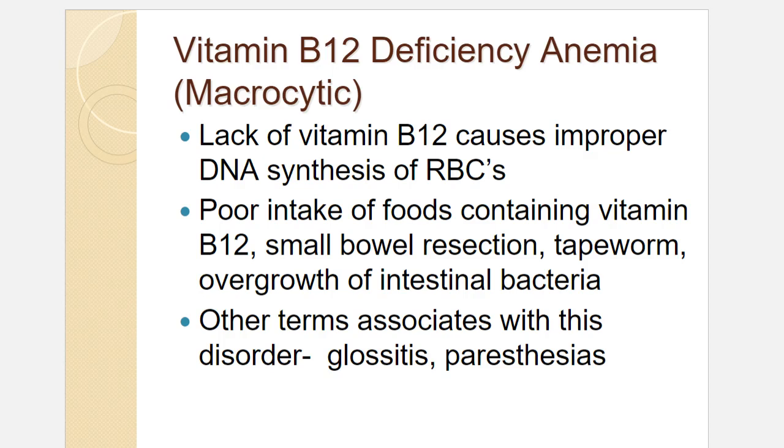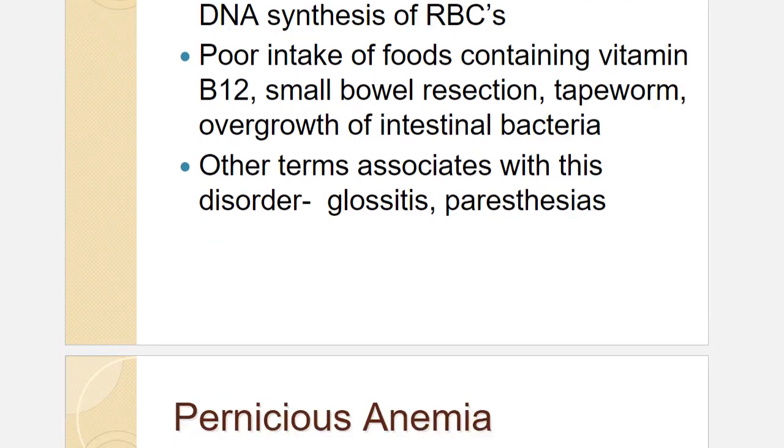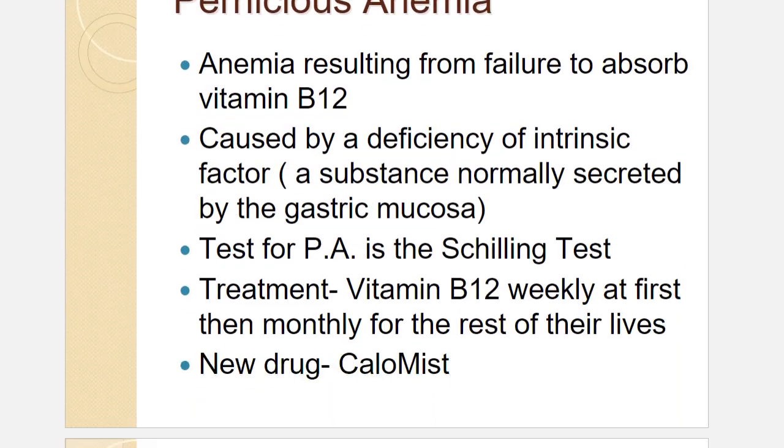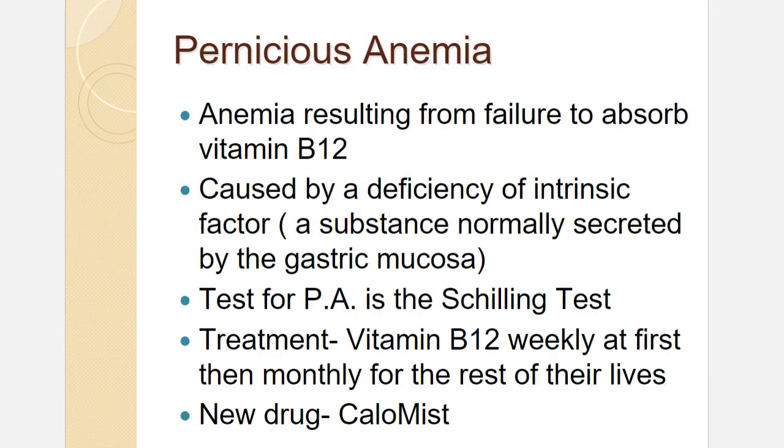So the important thing to do with these patients is to obviously provide foods high in vitamin B12: liver, organ meats, dried beans, nuts, green leafy vegetables, citrus fruits, and brewer's yeast, okay? So this is one type of macrocytic anemia called vitamin B12 or pernicious anemia, an anemia resulting from that failure to absorb B12, okay? And again, caused by deficiency of the intrinsic factor.